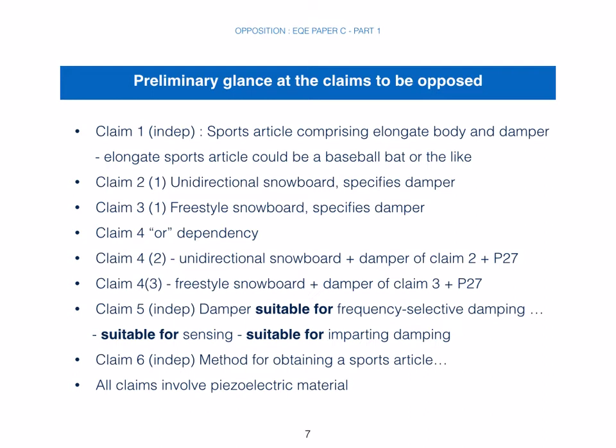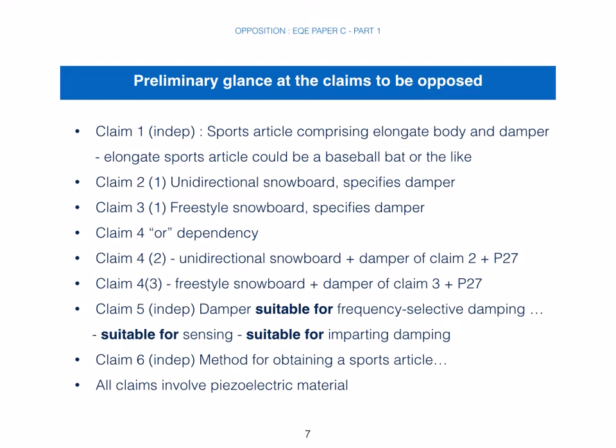Claim 5 is an independent claim to a damper for frequency selective damping, which means suitable for frequency selective damping. It has a first flat piece of piezo material for sensing, which means suitable for sensing, and it has a second flat piece of piezo material for imparting damping, which means suitable for imparting damping. It also has an integrated circuit.